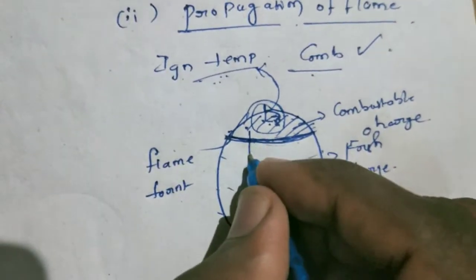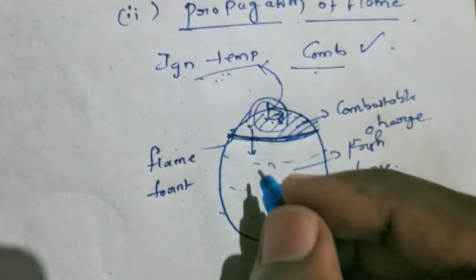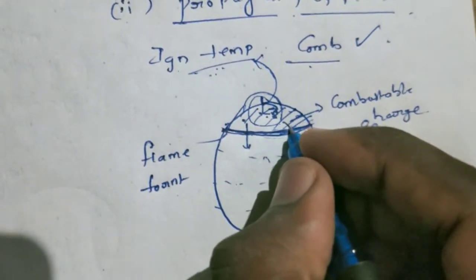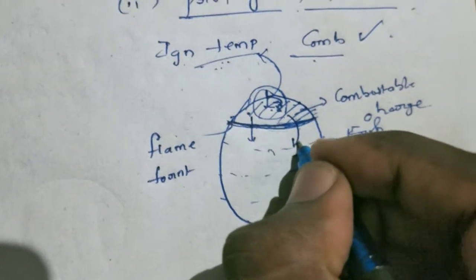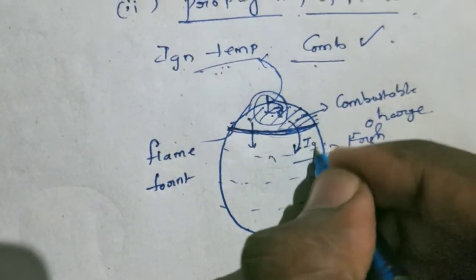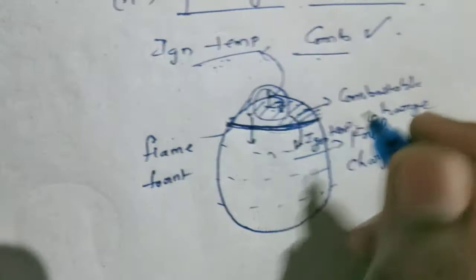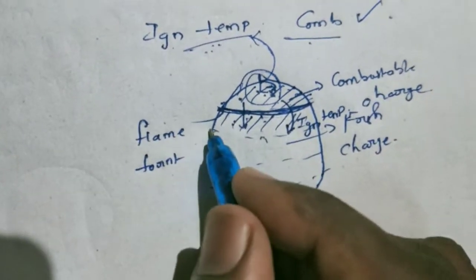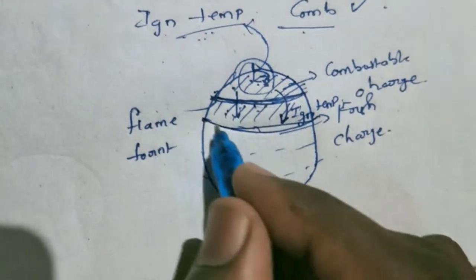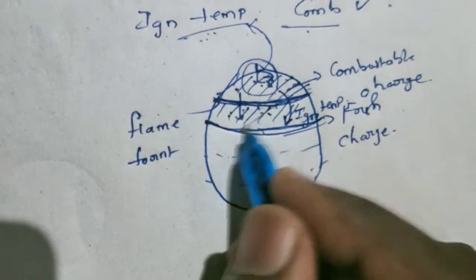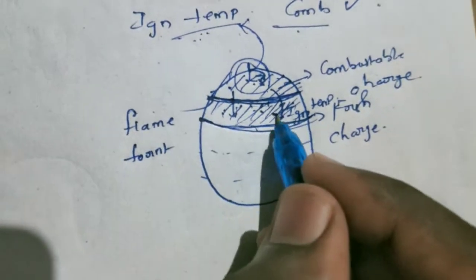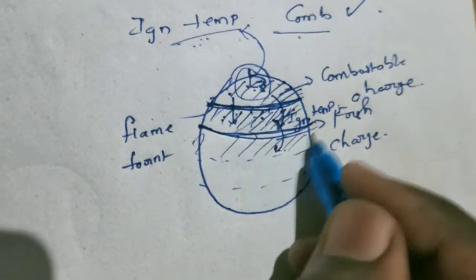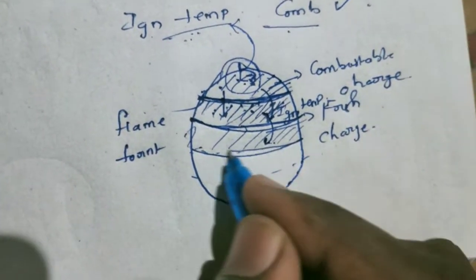This can be propagated to other regions. How? We can discuss this. The heat is transferred from the combustible charge to the fresh charge, which reaches the ignition temperature, and combustion can start. Then this forms the flame front, and the next layer becomes combustible. Then it transfers the heat to the layer near it, and this becomes combustible. Then it forms the flame front.